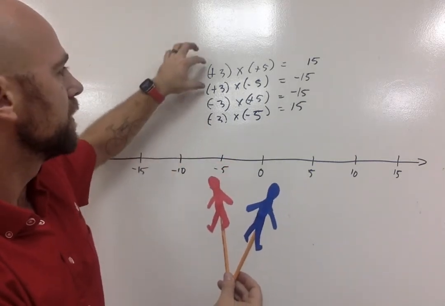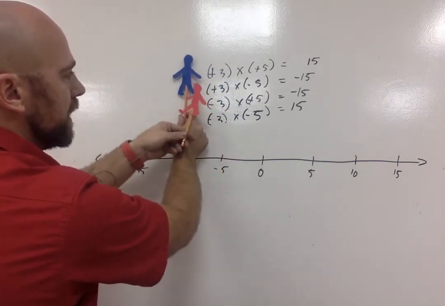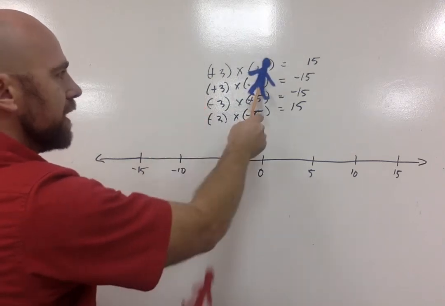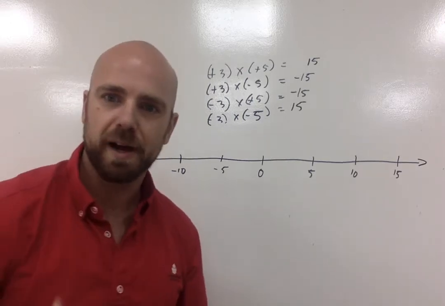Okay, so here we have positives for these first two, so we're using the blue. Here we have negatives for the next two, so we're using red. Okay, then the second integer says which direction they're moving, forwards or backwards.